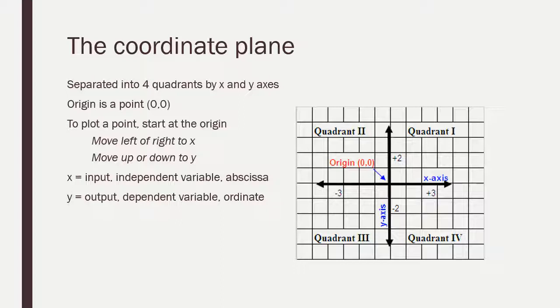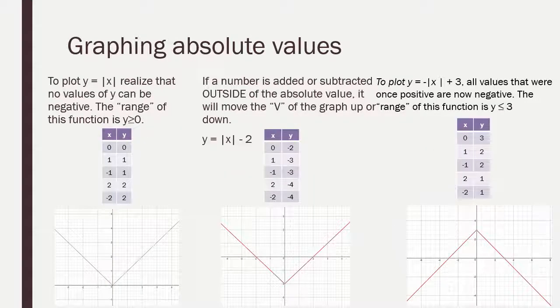The x might be described as the input, the independent variable, the abscissa, the domain. The y value is the output after the function is completed, the dependent variable, the ordinate, or the range.